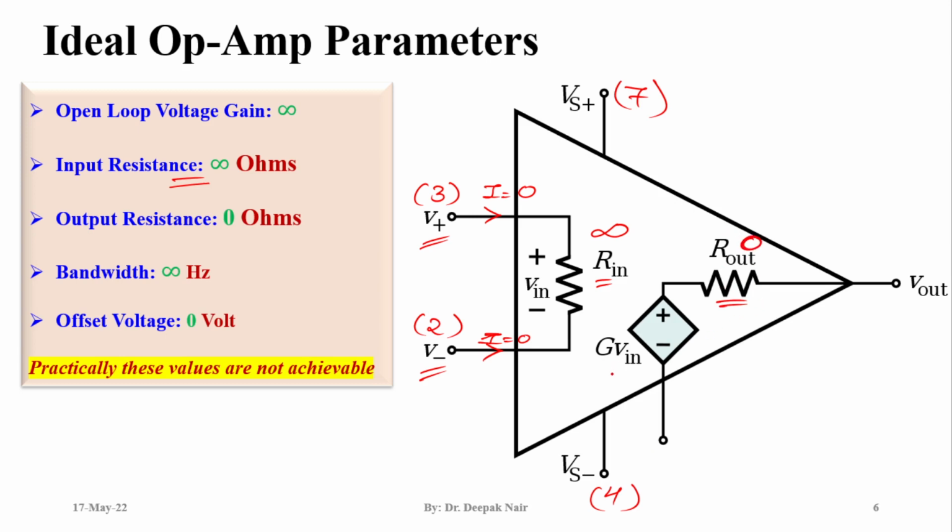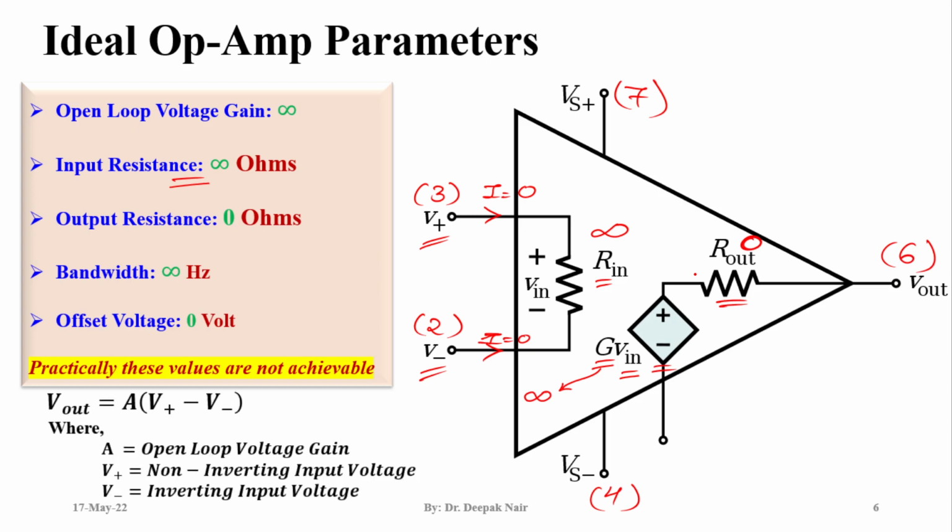Okay. Now coming to this particular block, this is a voltage source, or we can say a dependent voltage source, and here G is the gain multiplied by V input. G is infinite in terms of ideal op-amps, so the gain should be infinite multiplied by V input. V input is nothing but the difference between the two inputs, V positive minus V negative, and V out is our pin number 6.